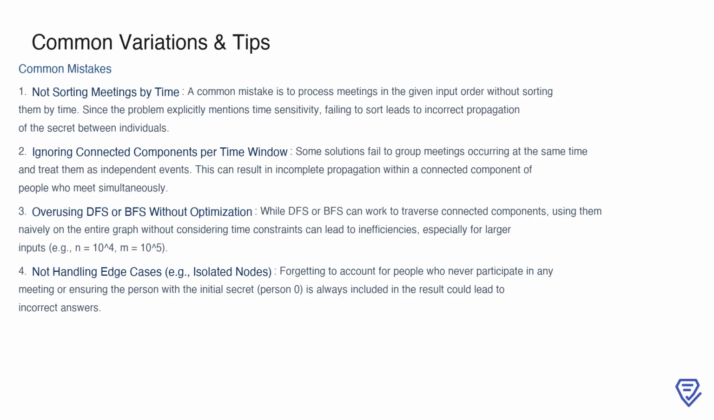Additionally, while DFS or BFS are valid techniques for traversing connected components, using them naively without considering time constraints can result in significant inefficiencies, particularly for large datasets. Lastly, edge cases like isolated nodes, people who don't participate in any meetings, or ensuring that the person with the initial secret is always included in the result are often overlooked, leading to incorrect outputs.